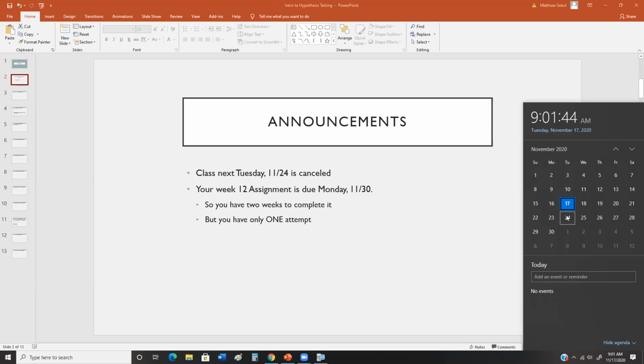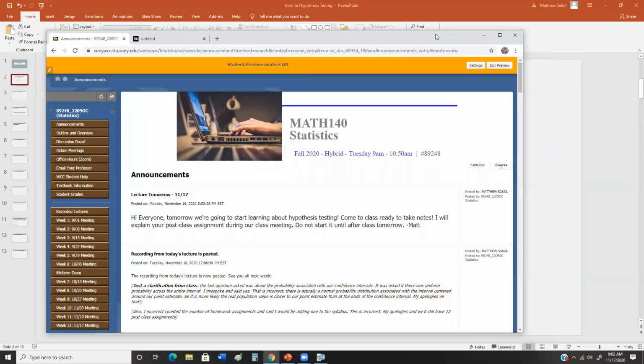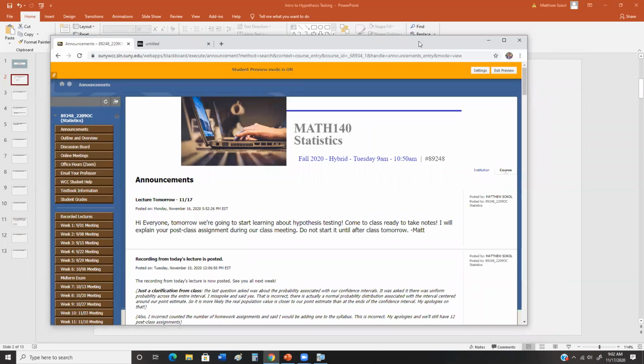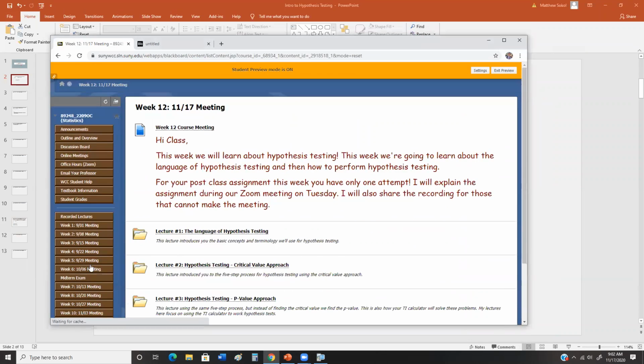Your week 12 assignment is posted right now, and it is not due until Monday the 30th. So you have about 2 weeks to complete it, but this is important: you only have one attempt on the assignment. Normally you have two attempts. Let me talk about that real quick. If you go look under week 12 for our class.